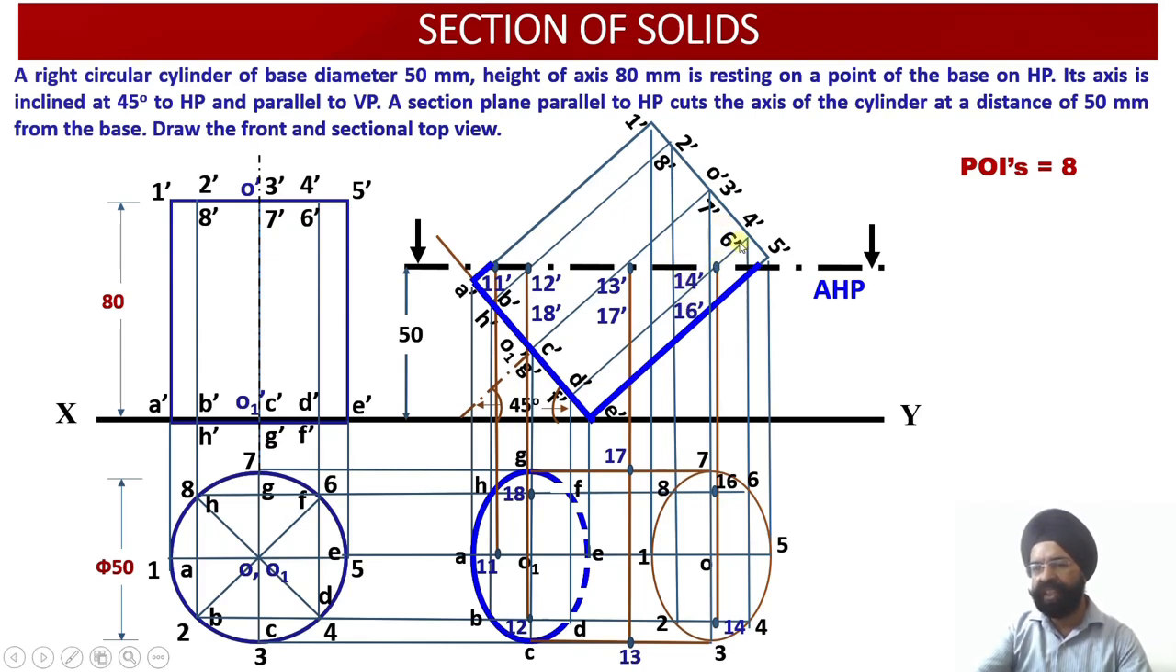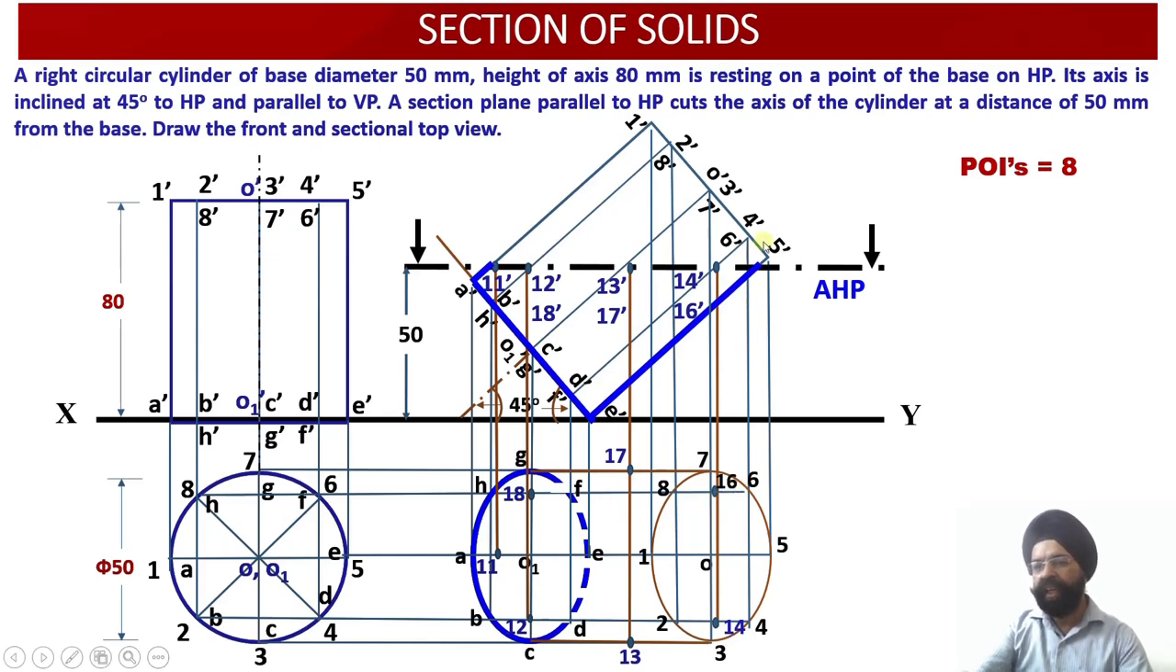So 14 dash is the point of intersection of the cutting plane with the generator 4 dash and D dash. So where does 4 lie? Here. Where does D lie? D lies here. So the 4D projector lies here. You see, this is my projector 4D or my generator 4D. So on to 4D, this vertical projector, wherever it intersects, I obtain the point 14.